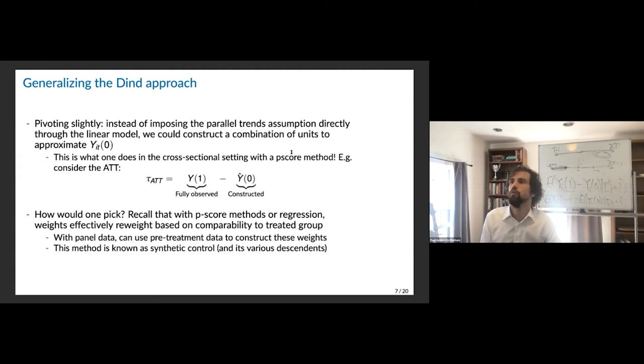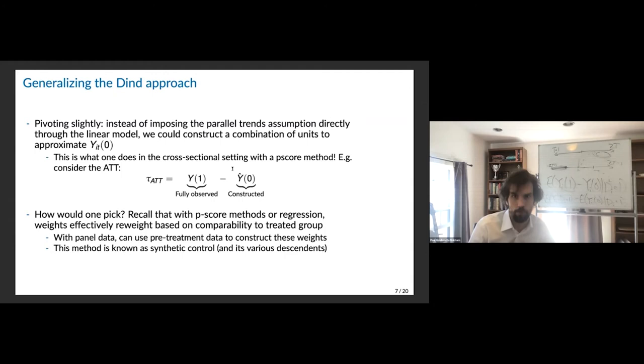Think about the following. Rather than imposing the parallel trends assumption directly, we could say, well, let's construct a combination of units to approximate the counterfactual, right? Like in the cross section, that's what we were doing. We had this constructed unit, the y hat zero. We were weighting them up by, say, p-scores. And that's how we were getting some average that was going to correctly approximate the counterfactual, the control value for the treated group. We were taking some sums, and the way we'd pick which ones to weight up is that we would reweight based on comparability to the treated group, right? That's what we were doing with the p-score.